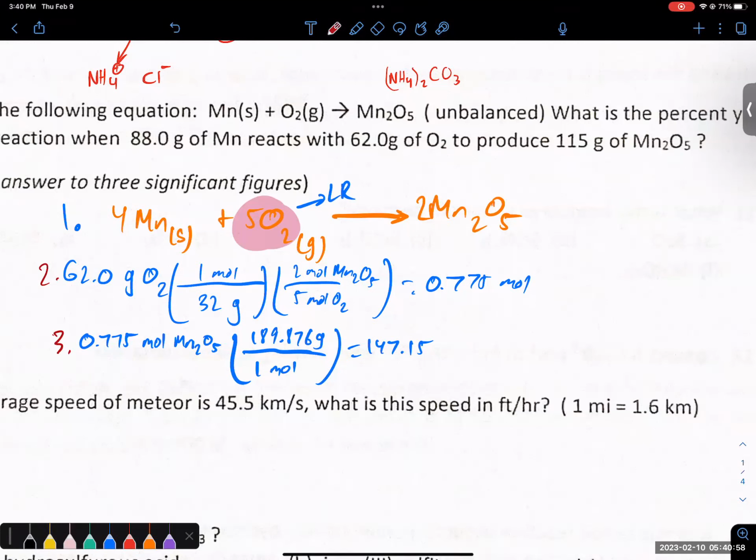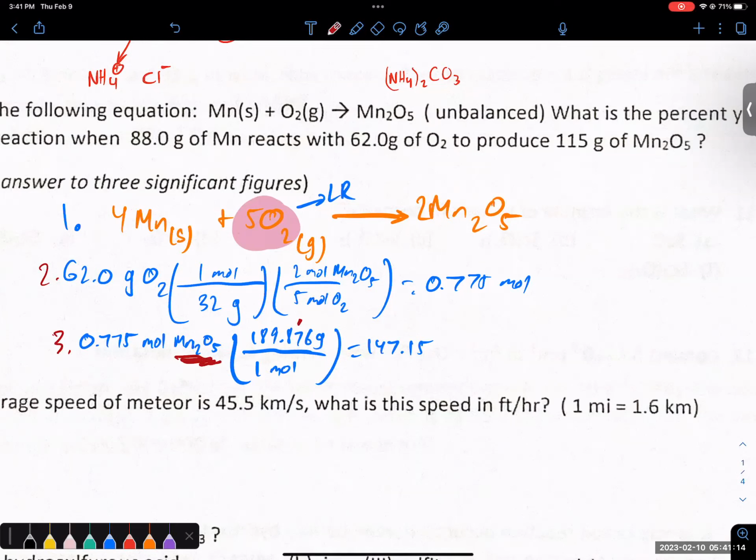Yeah, so what I did was I found the moles of my product from the previous step. Then from here, I calculated the molar mass of this. That's where this number comes from, by the way.